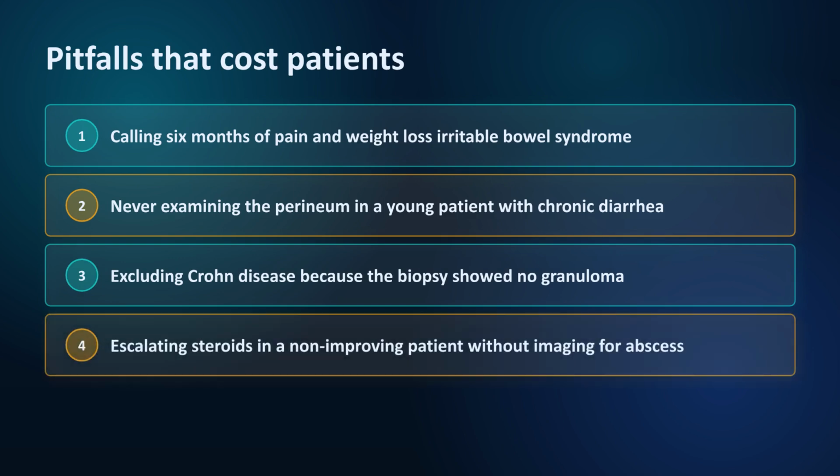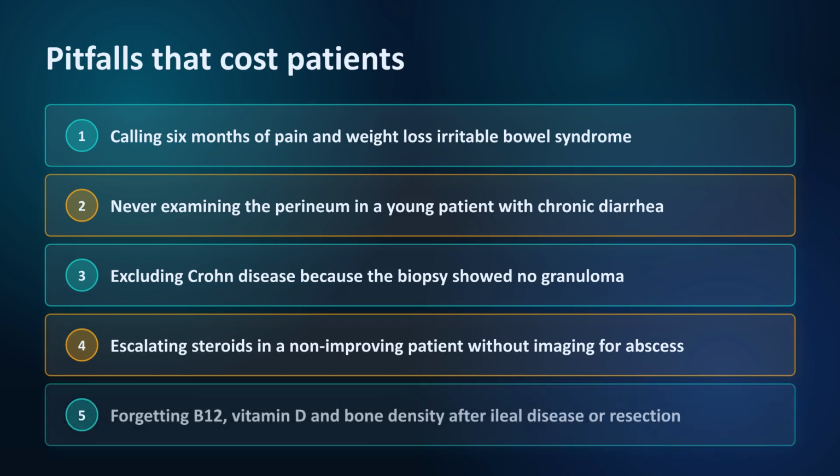Fourth, escalating steroids in a patient who is not improving without first imaging for an abscess. And fifth, forgetting vitamin B12, vitamin D and bone density after ileal disease or resection. Those deficiencies are silent until they are not. And sixth, attributing obstructive symptoms to a flare when a fibrotic stricture is the cause.